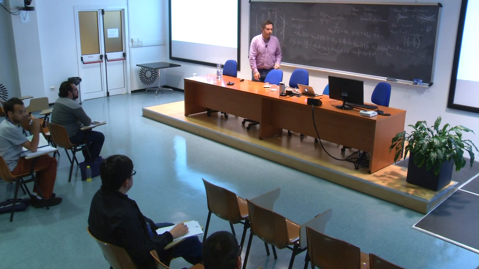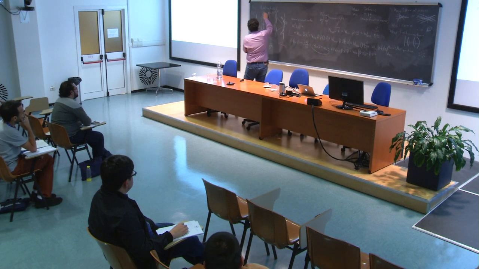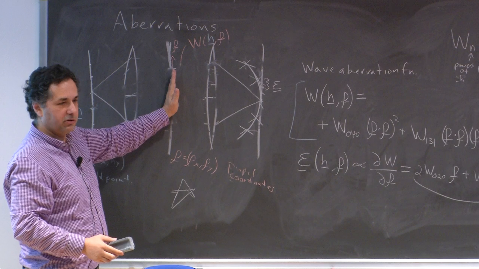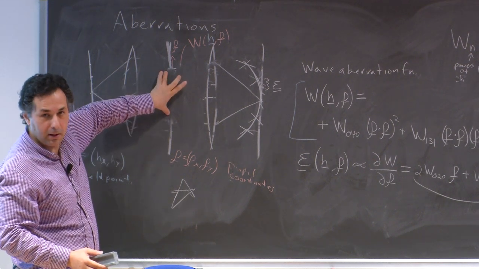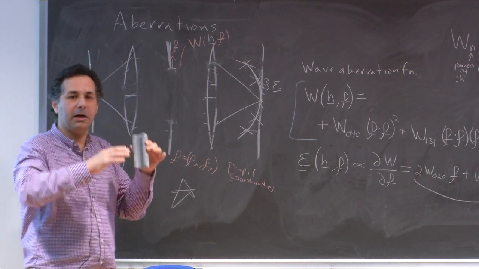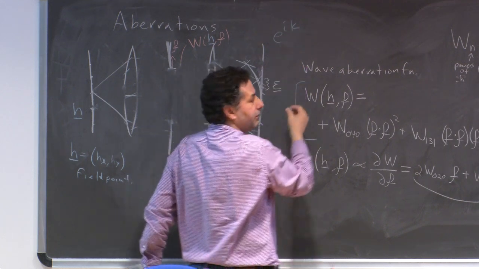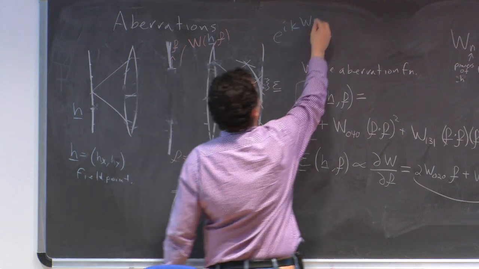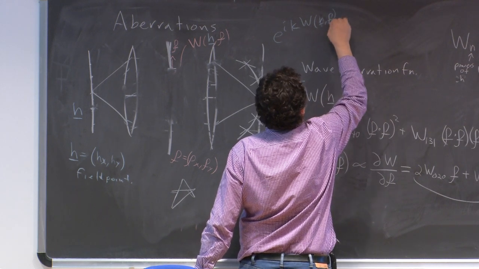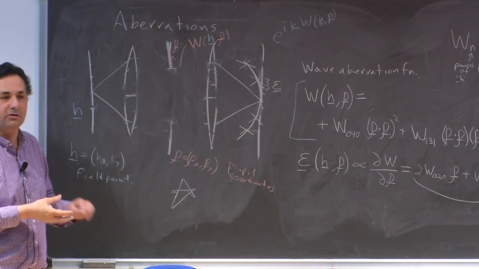Sorry? Yes, so what I can do is, we've been doing modeling, and what I did with the first group yesterday in the mathematical workshop, simulating a system of this type, what you do is, going from here to here, you use a Fourier transform, then you apply a pupil, and then you multiply by a phase mask, where the phase is e to the i k times the wavefront aberration as a function of h and rho. And then after that, you do another Fourier transform. And that models nicely what these aberrations look like with waves.